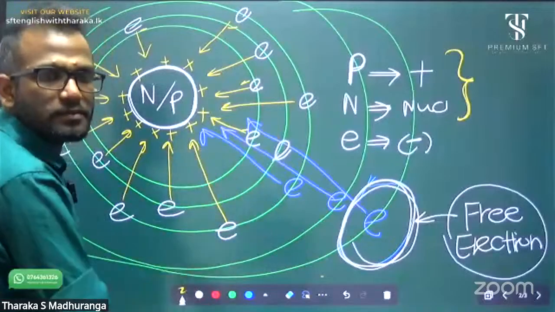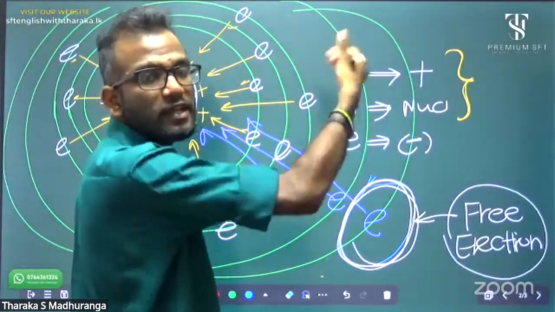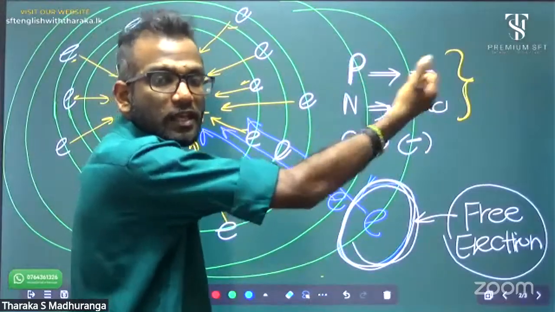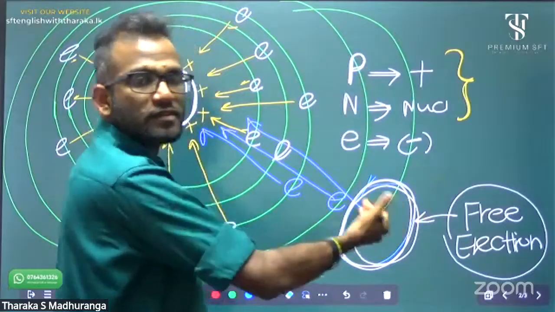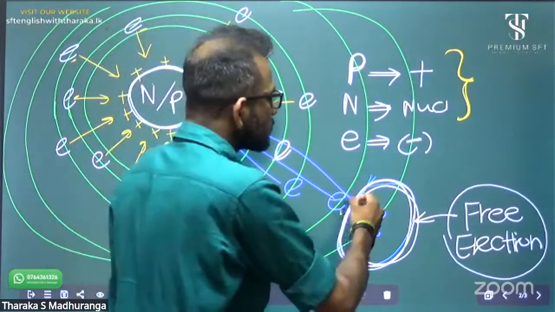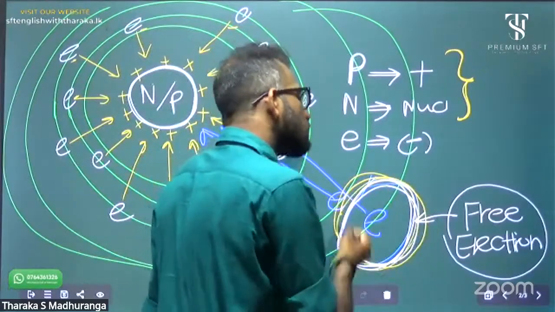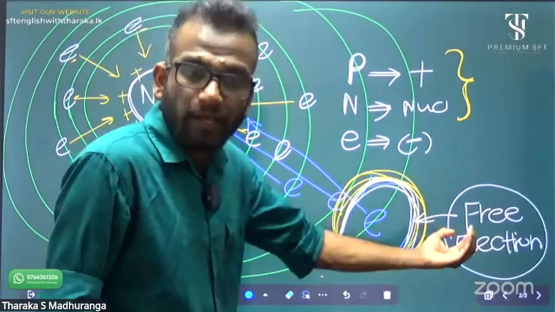There is an attraction. But when we increase the distance from the nucleus, when we increase the energy levels, what happens? The distance is increasing. Due to this distance, this attraction is breaking. This attraction is decreasing. Due to this lesser attraction, they convert into free electrons.